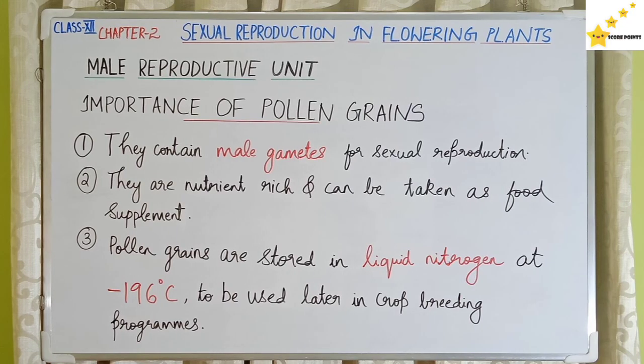We have learned how pollen grains are formed by the process of microsporogenesis. We have also learned the structure of pollen grains. Now we can learn the importance of pollen grains. Pollen grains contain male gametes for sexual reproduction. Pollen grains are nutrient rich and can be taken as food supplements. They are stored in liquid nitrogen at -196 degrees Celsius to be used later in crop breeding programs.